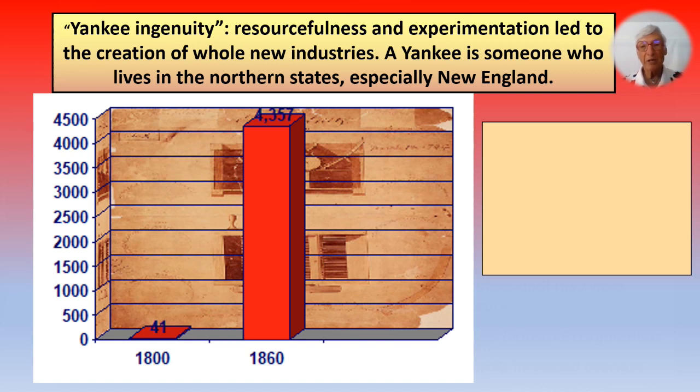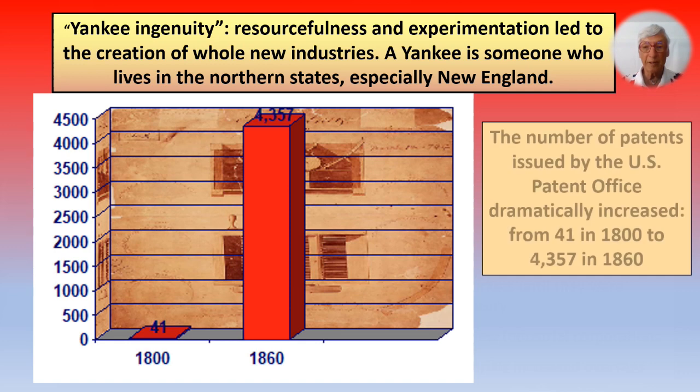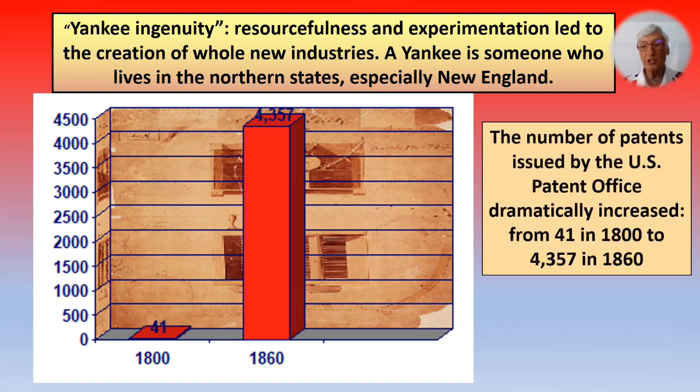A Yankee, by the way, is someone who lives in the northern states, especially in New England. The number of patents issued by the U.S. Patent Office dramatically increased, from only 41 in 1800 to 4,357 in 1860, and that was only the beginning. In the latter part of the 19th century, it explodes even more.